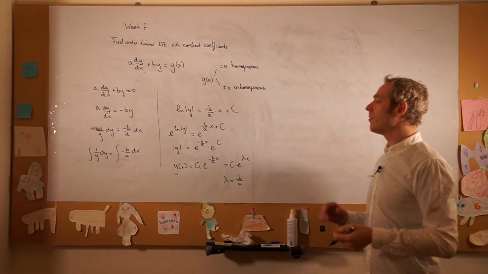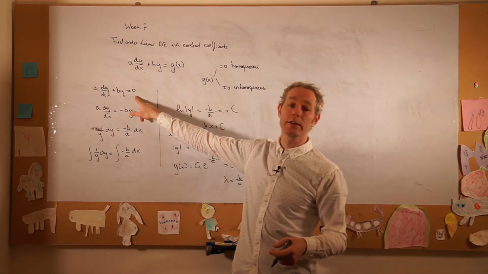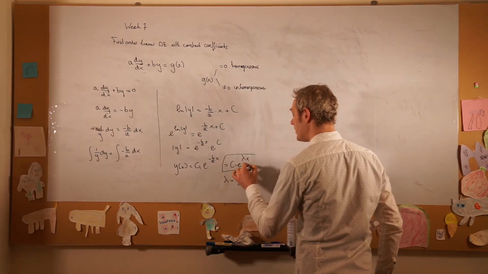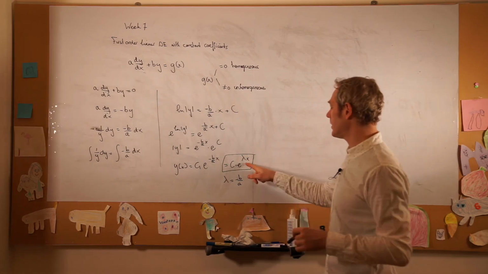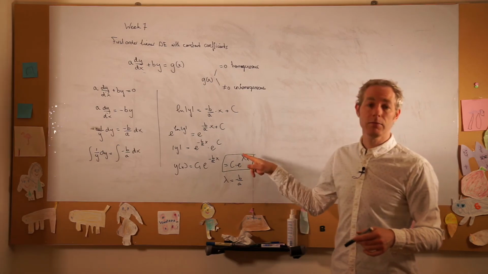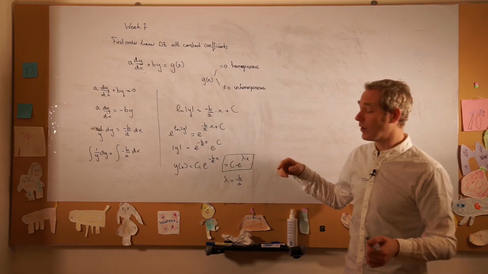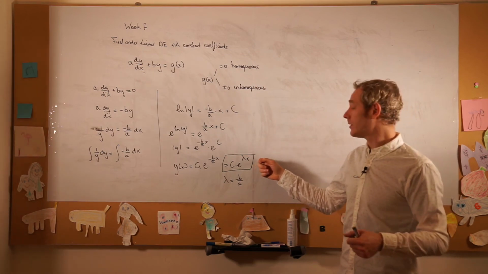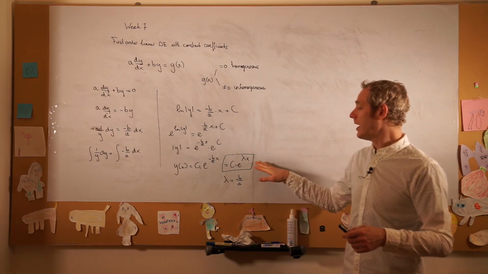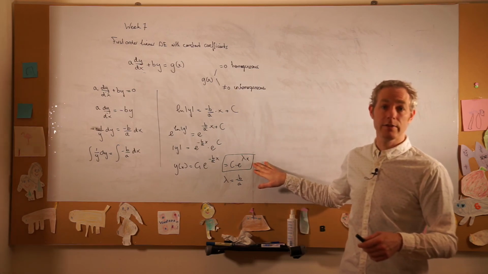And the take-home message of this part is that if we have a first order linear differential equation with constant coefficients, our solutions have this shape. Some constant times e to the power of lambda x. And this will be the starting point for second order linear differential equations with constant coefficients. But if we look at first order differential equations, then we find this shape of solution.